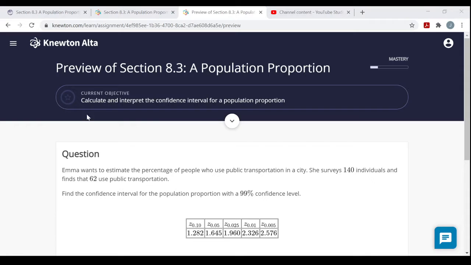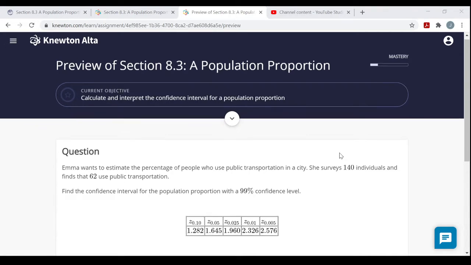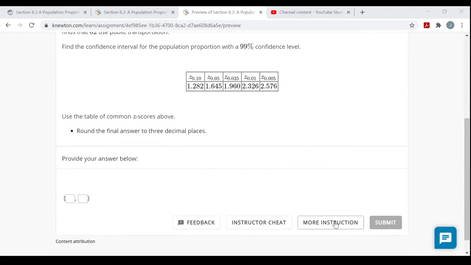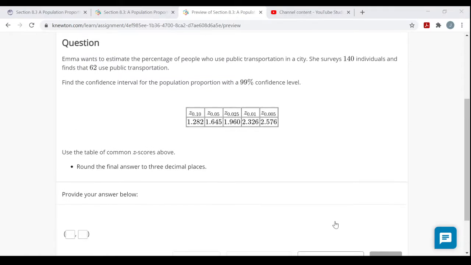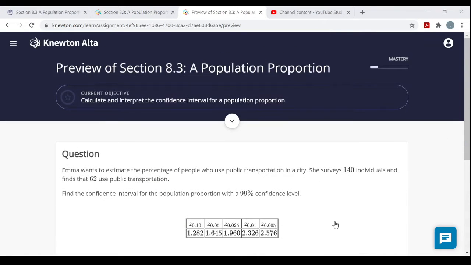Alright, so again, if you're unfamiliar with the topic and you'd like to see some more instruction, just click on more instruction here. See what they have to say, what kind of videos or notes they're throwing at you. Look at their examples, hopefully it helps. And of course, I'm hoping you also read section 8.3 of your OpenStax statistics book. May also help.